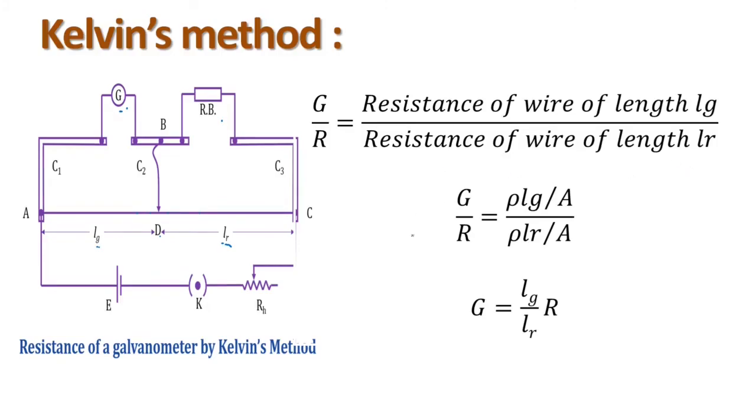By applying the balancing condition, G upon R is equal to rho Lg upon A upon rho Lr by A. That means, where R is equal to rho L upon A, L is the length of the wire, A is the area of cross section. Therefore, we are getting G is equal to Lg upon Lr into R. Lg plus Lr is equal to 100 centimeter. Again, you can say G is equal to Lg upon 100 minus Lg into R. Using this formula, the unknown resistance of the galvanometer can be calculated.